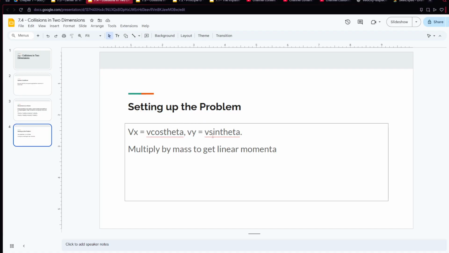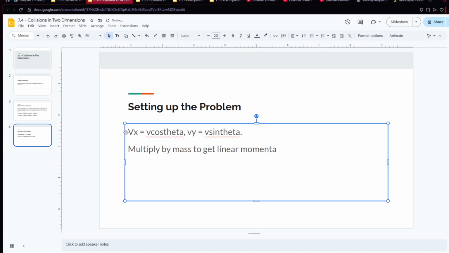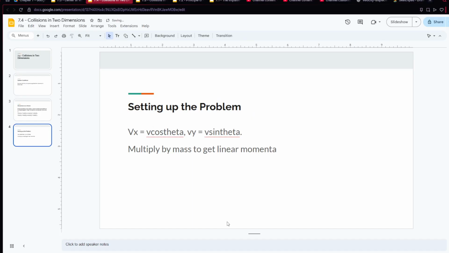That's the logic here. Again, same thing, just resolving vectors multiplied by mass to get linear momentum, because v_x times m will give you the linear momentum in the x direction.